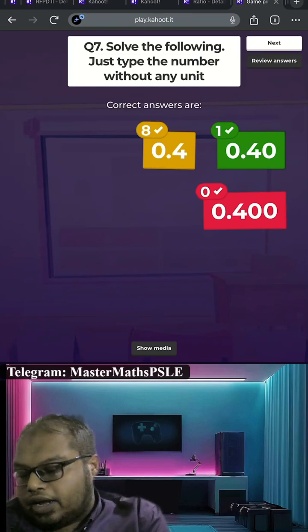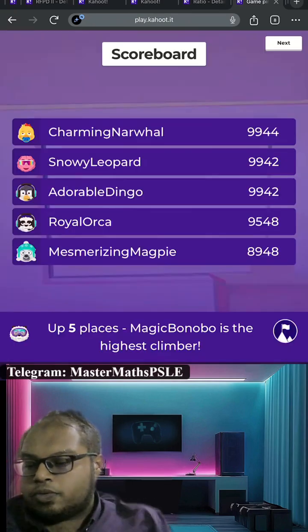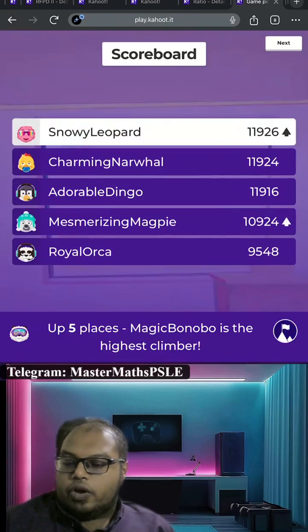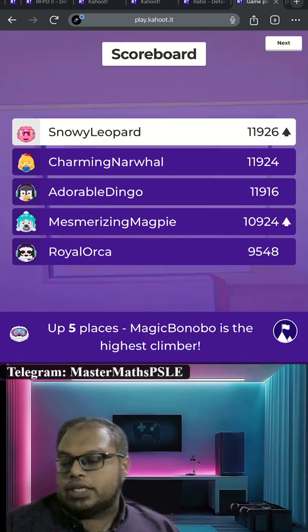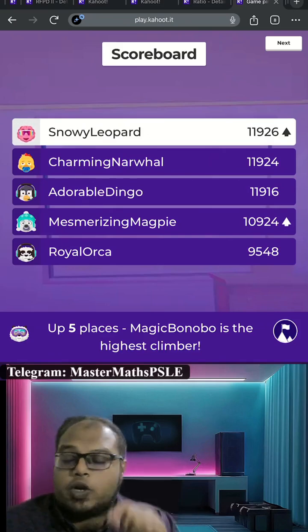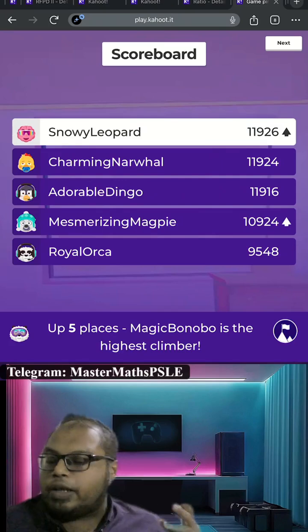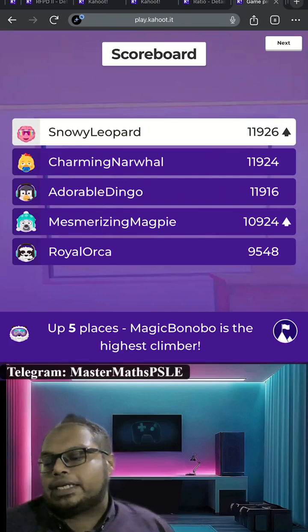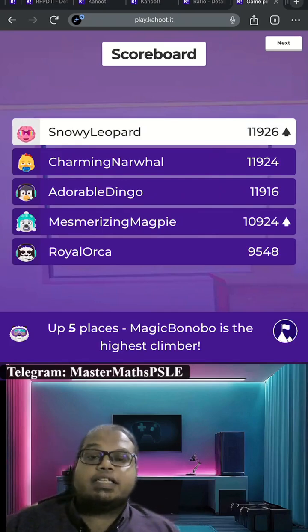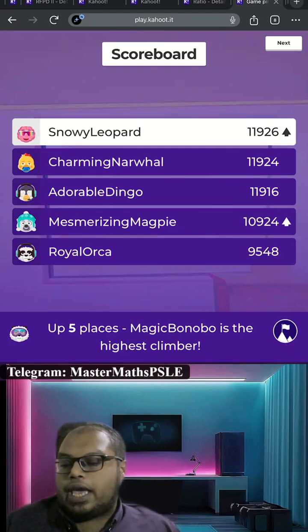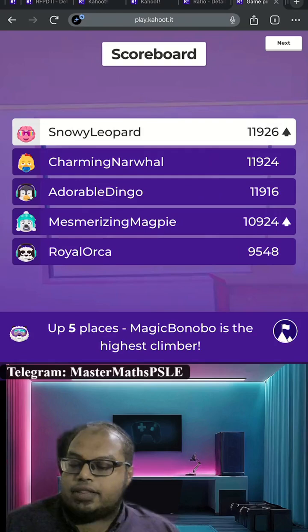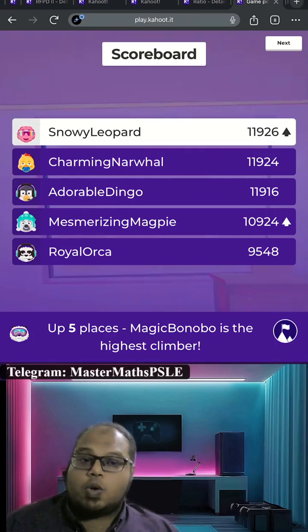Let's see the rankings now. Charming Narwhal was slightly slower, because even though he dropped, he's still very close, just 2 points behind the Snowy Leopard. Actually both of them probably got it correct, but it's just because of speed of answering. Another one that is close by in third position is the Adorable Dingo.